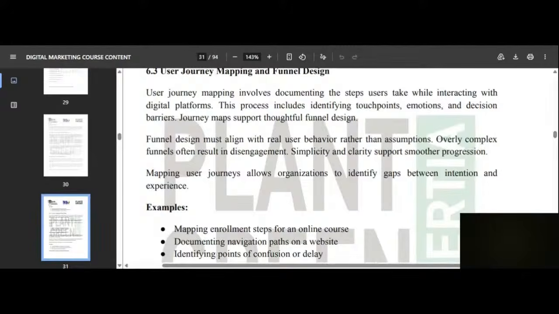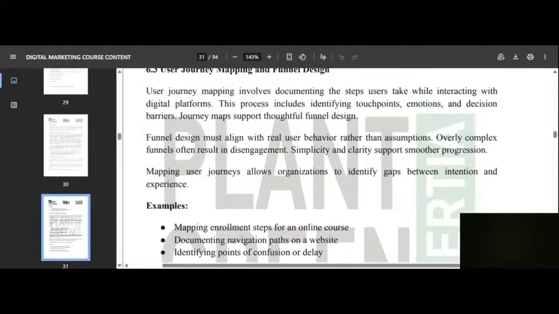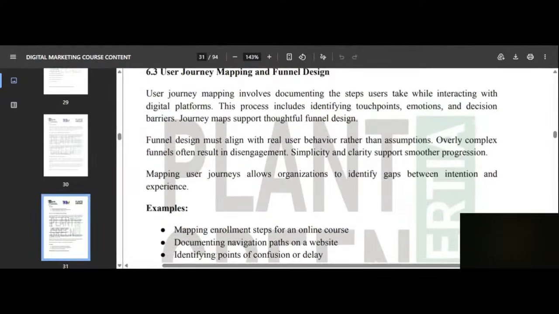The journey mapping focuses on the user's perspective, but the funnel design focuses on the business strategy. That is the difference between journey mapping and funnel design. So, students, I hope you understood what is the user journey mapping and funnel design, the concept of journey mapping and funnel design.